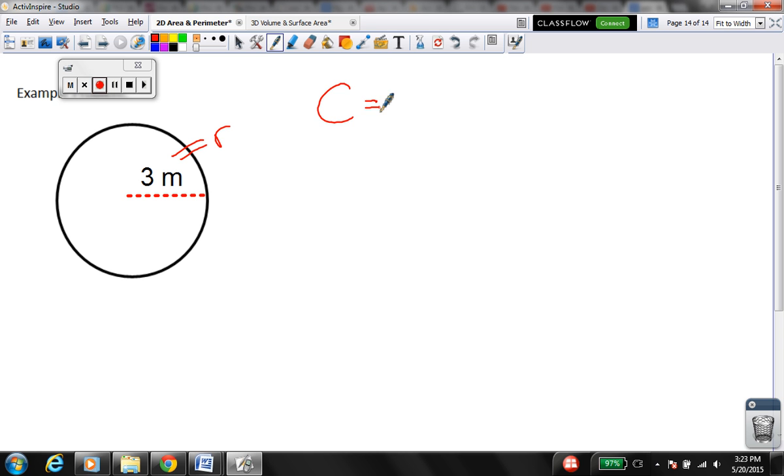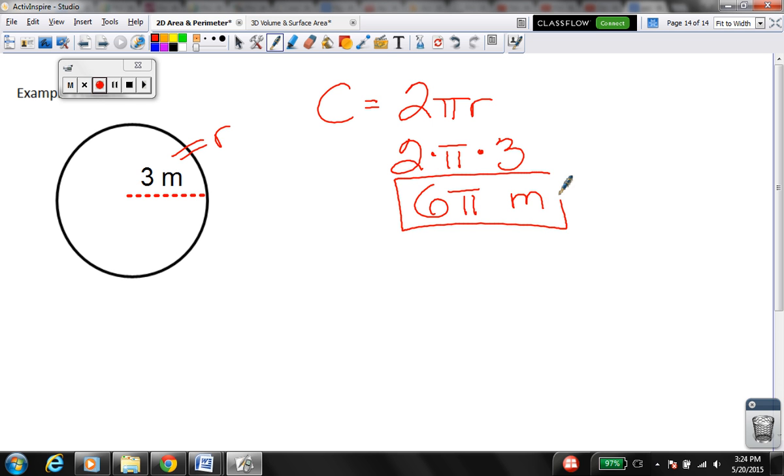So circumference is equal to 2 pi r. Plug in r. 2 times pi times 3, which gives me 6 pi meters. Now, notice in this case, I did not multiply 6 times 3.14159, and so on and so forth. I want to try to keep my answers as exact as possible. So in order to do that, I leave the pi in there. So we call it 6 pi.